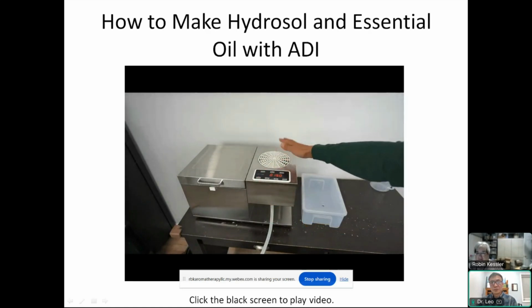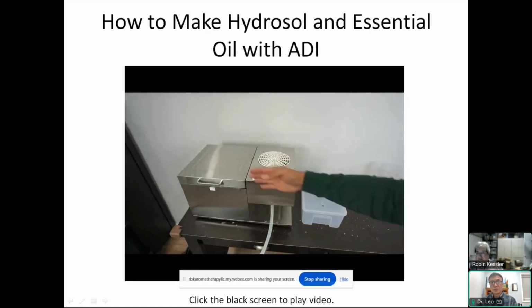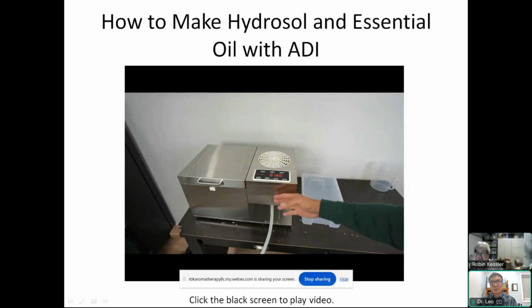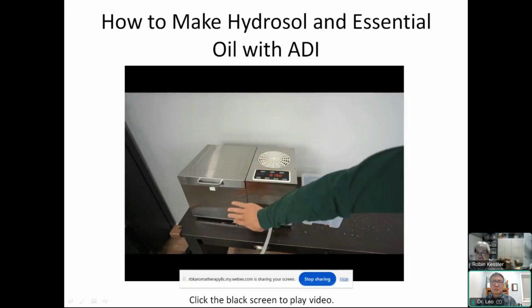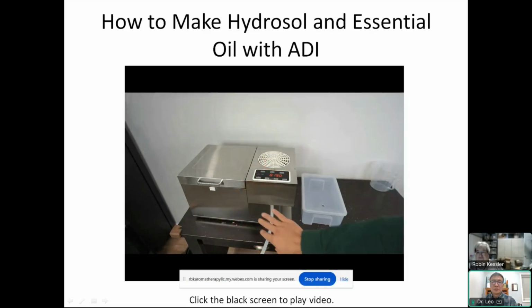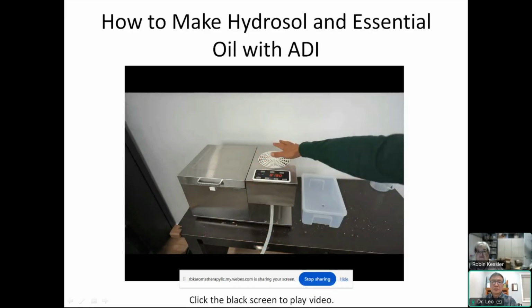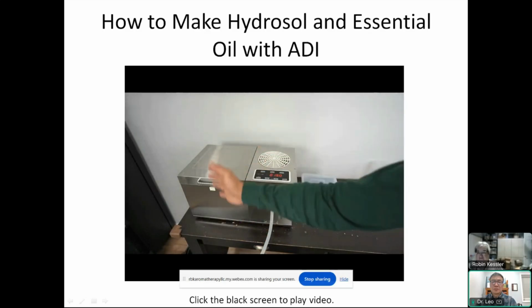And the fan will be on when you distill, because you need to cool down the steam and turn it back into liquid. But when you do infusion, it's a low temp, warm infusion process. The fan will not work and everything will stay here.